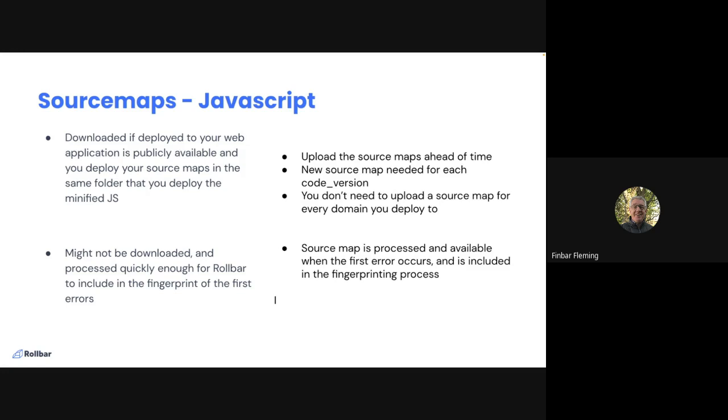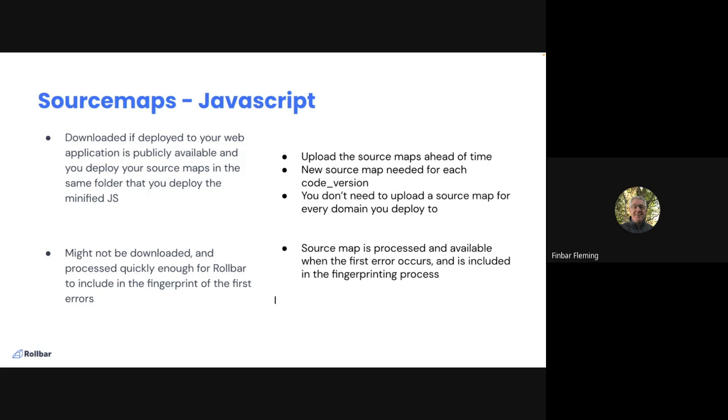source map. So the preferred way, or the best practice recommendation, is that you have some process in your build pipeline that uploads the source maps ahead of time. So somewhere in your build process, for a particular version of your code, you upload the source maps to Rollbar. A new source map is needed, obviously, for each code version. So each version of your application will potentially have a different source map. So we will need the source map for each code version.